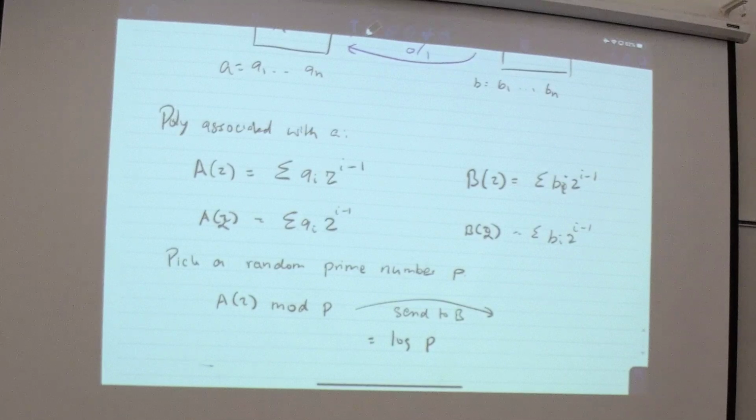Okay. So then we have to figure out what is the chance that they will collide. Which means we have to figure out the probability that if I take a random prime number and do A of 2, which is a fixed number. So rather than saying take a polynomial and evaluate at a random point in the field, I'm saying take a fixed value and choose a random field.